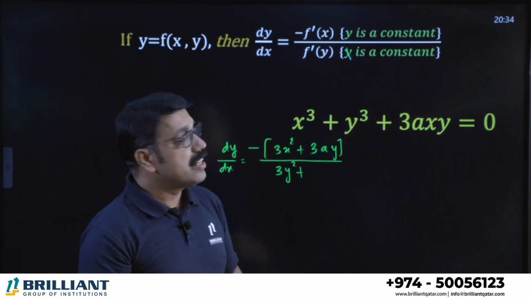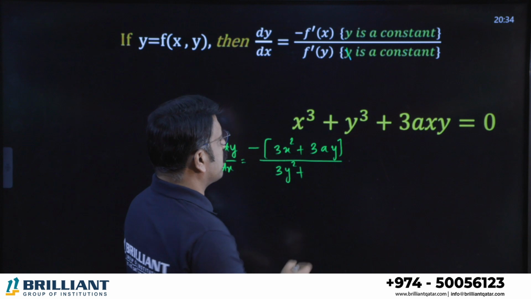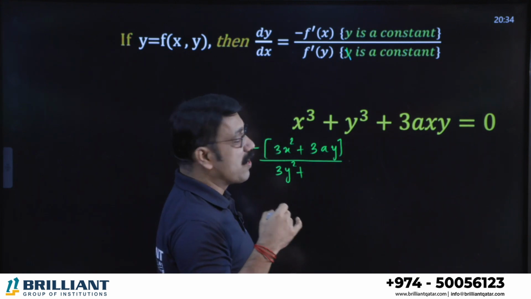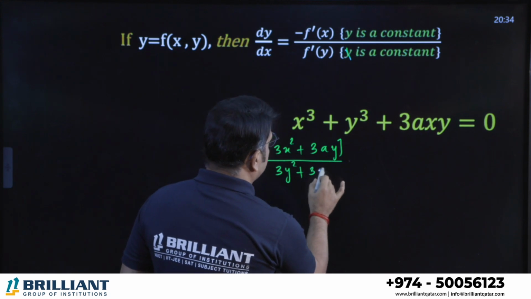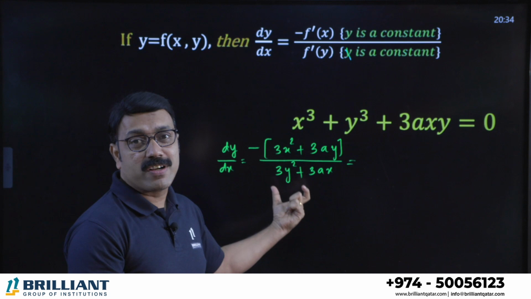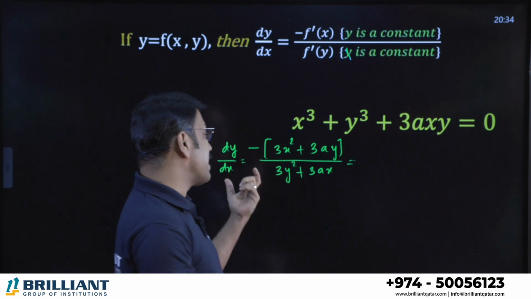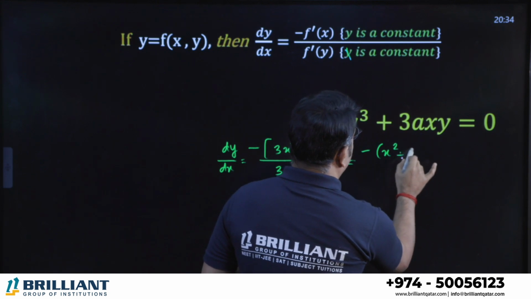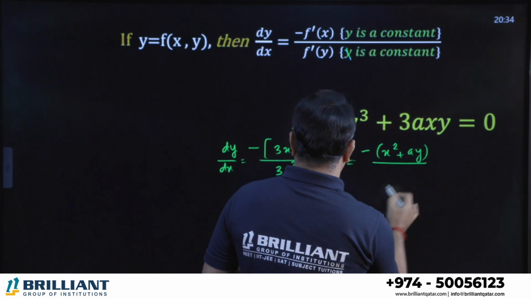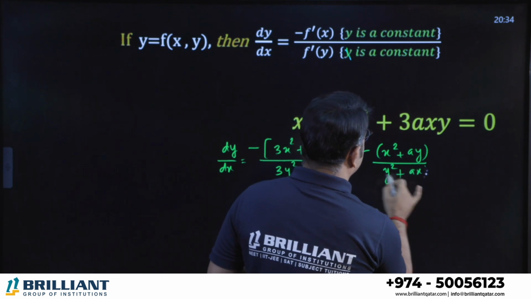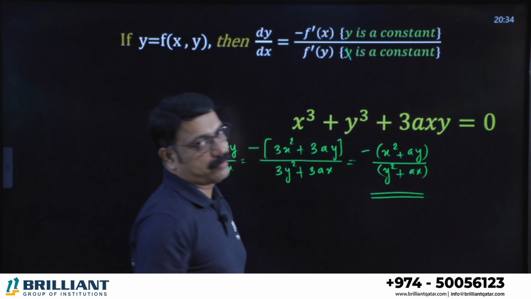There we want to take the derivative of that one. That will get the derivative of y as 1, then 3ax we want to consider as a constant, 3ax. You know, altogether 3 is common. 3 is a common factor of all the terms. We can simply cancel all the 3. Minus of (x square plus ay) divided by (y square plus ax). That is the final answer of that question.